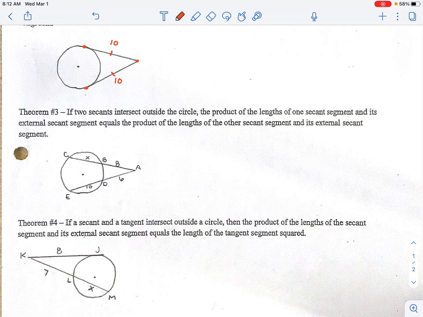How we do this is you take the whole secant line. So in this instance, the whole secant line is from C to A. And you times it by the outside part, whole times out. The outside part of that secant line is from B to A. That will equal the whole other secant segment. My whole other secant segment is A, E, times the outside part of the other one. The outside part of the other one is A, D.